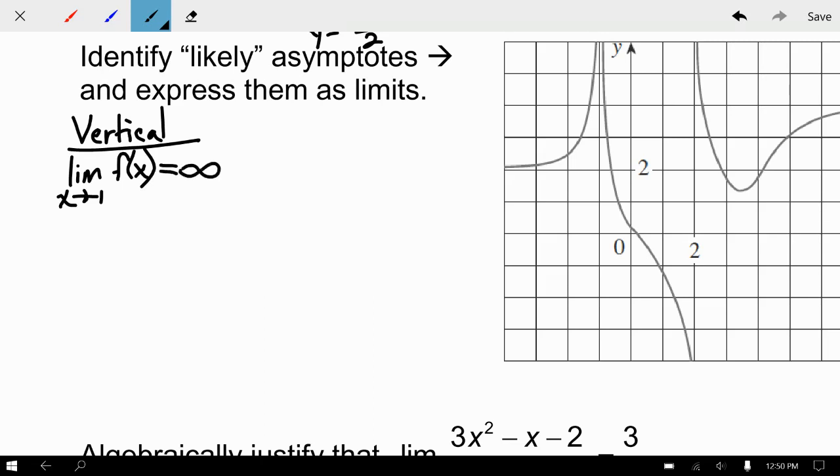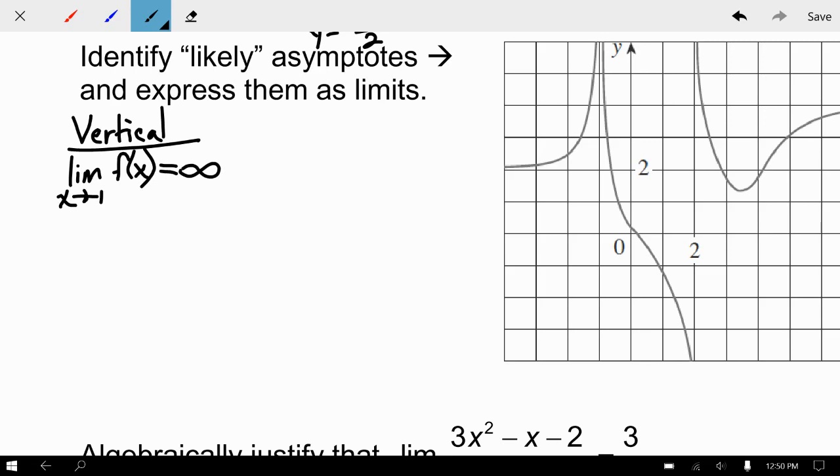And remember, we talked about the notation for that last time. Equal infinity doesn't mean we're actually equal to infinity. We're just describing the behavior of the function. The function is approaching an infinitely large value. Each of the one-sided limits is getting infinitely large as x approaches -1.